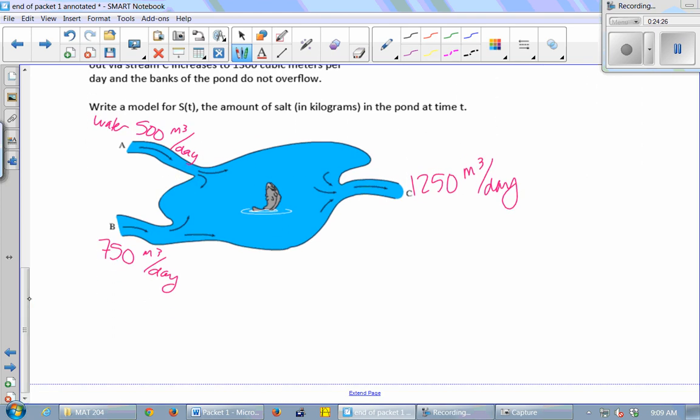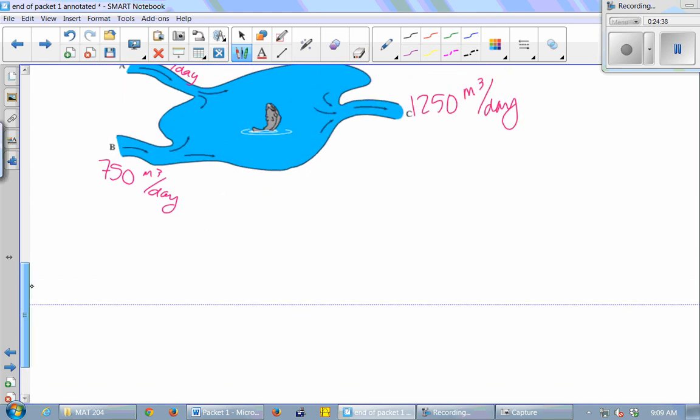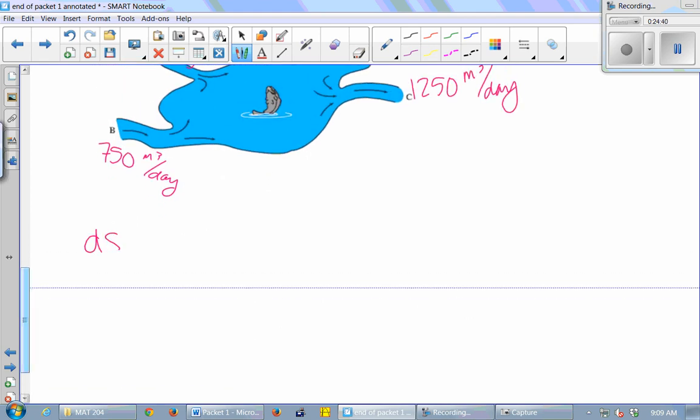All right, so we want to write a model for S of t, the amount of salt in kilograms in the pond at time t. All right, so the change in the amount of salt with respect to time is dS/dt. And that's going to be the rate salt enters minus the rate salt leaves.